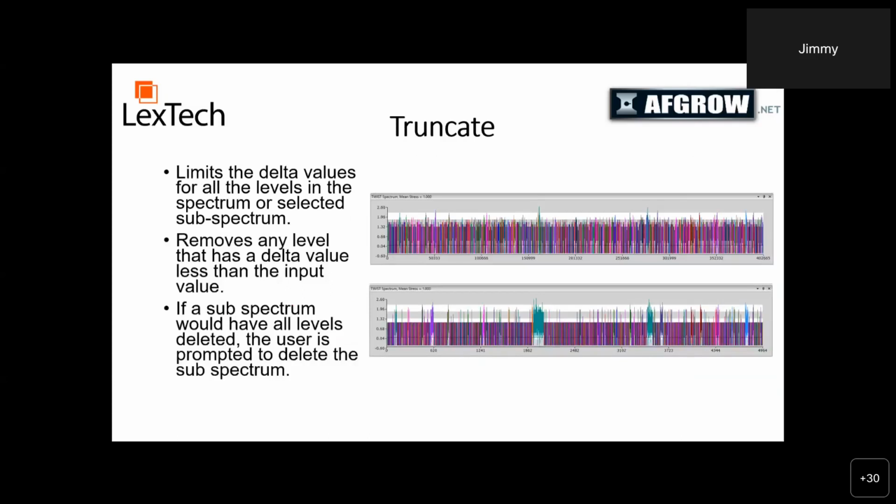The truncate option limits the delta values for all of the levels in a subspectrum or a selected subspectrum. It removes any level that has a delta value less than the value that you selected. And if a subspectrum would have all of its levels deleted in this way, then the user will be prompted to delete it.